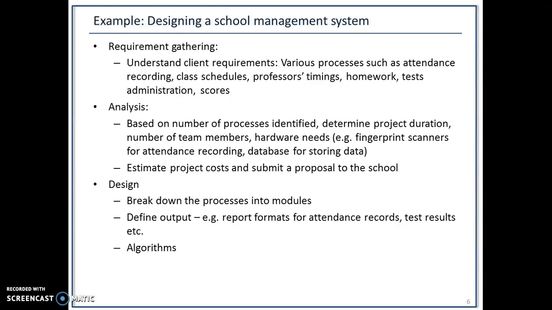Then analysis. Based on the number of processes identified, the business analyst will determine project duration, number of team members, and hardware needed. For example, if you want to automate the attendance gathering process at your school, right now you may be just raising your hands as the teacher calls your name and the teacher manually writes it down in a notebook. But if you want to automate it, you will need fingerprint sensors in the classroom. So as you walk into the classroom, you record your fingerprint, and that software automatically records your attendance. So these are the hardware needs.